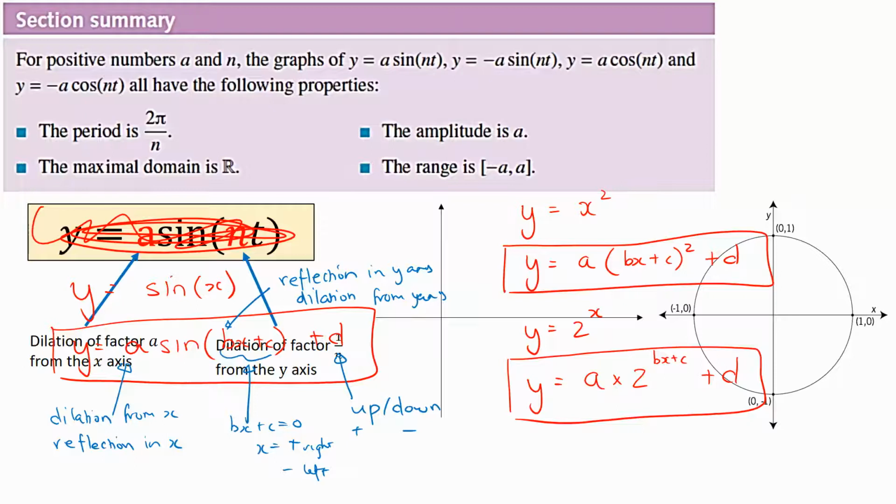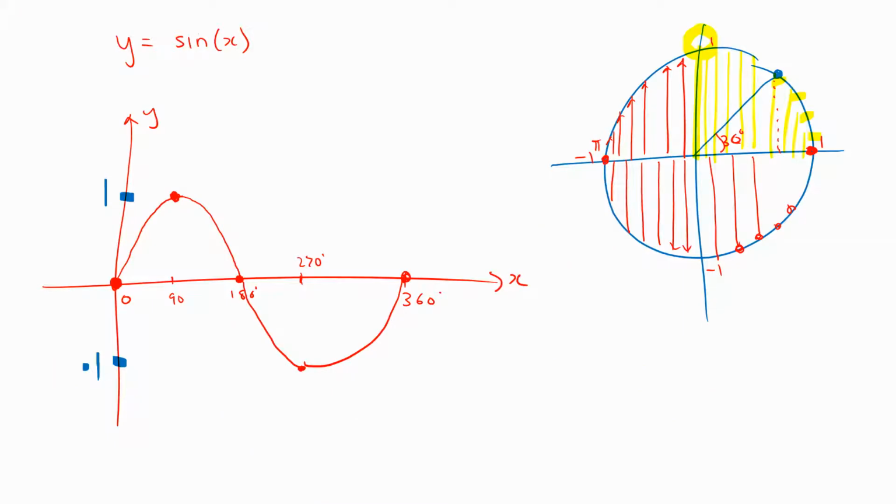Period is 2 pi divided by n. See, a lot of us don't understand what the period is and why it is 2 pi divided by n. It makes a lot of sense here. 2 pi is 1 revolution. So how long does it take to make 1 cycle? We know that to make 1 circle, a unit circle, is 2 pi distance.